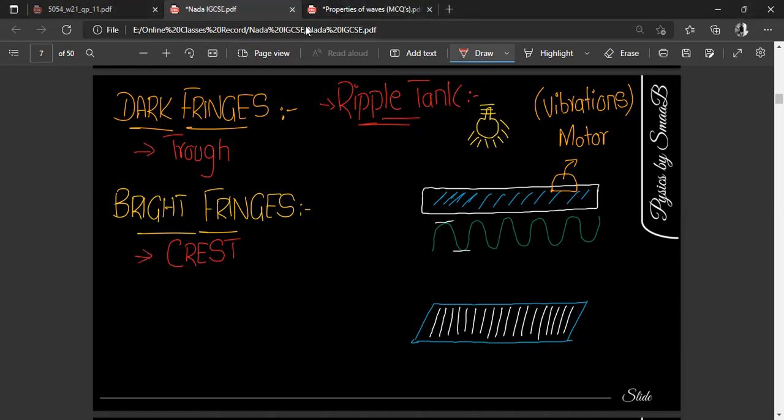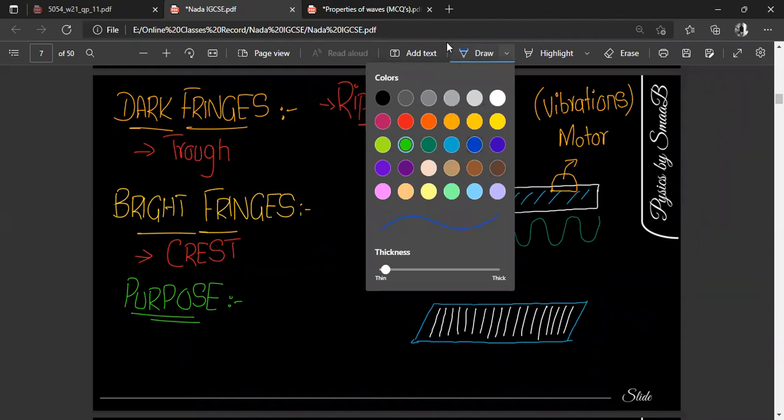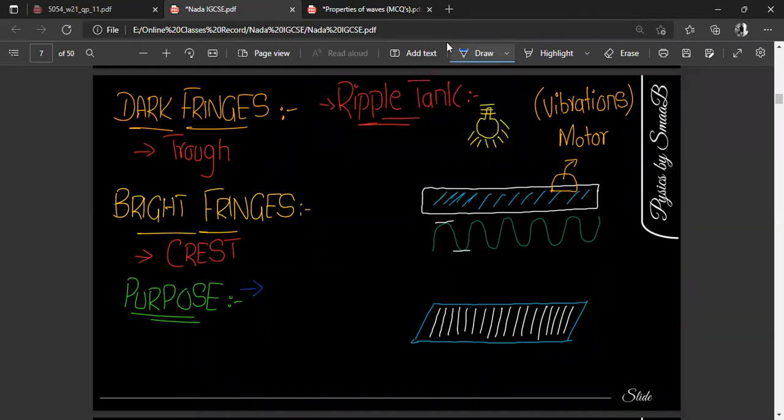Now the second and most important thing in this ripple tank is that the main purpose of designing this whole setup is to observe or to study the different properties of waves.